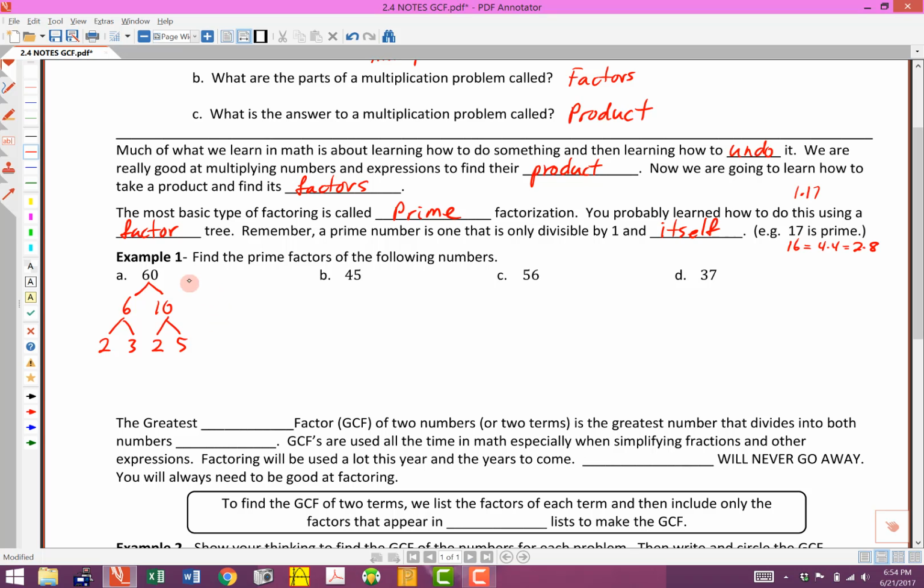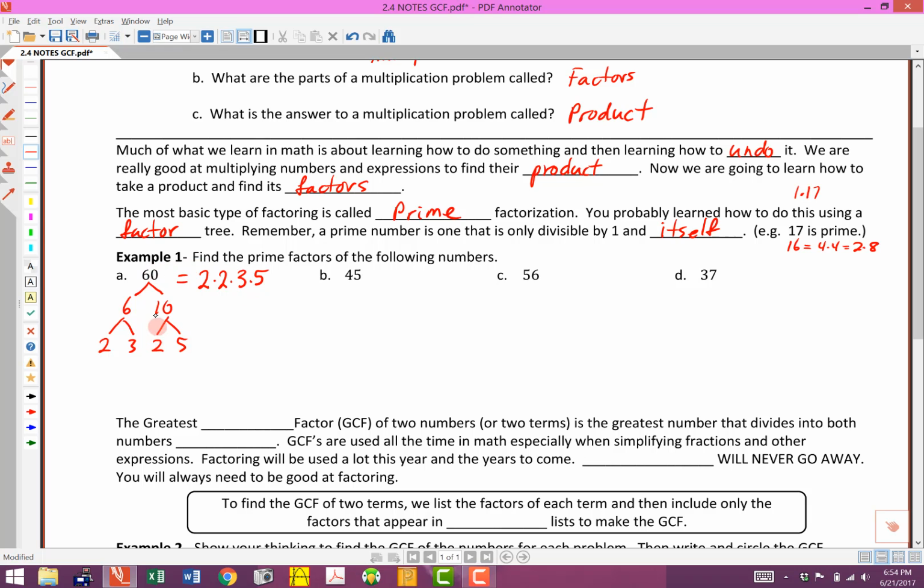And then when we write this as being prime factorized, if we want to use that phrase, it's usually best to write these in order. So I'm going to write 2 times 2 times 3 times 5. So 2 times 2 would be 4. 4 times 3 would be 12, and 12 times 5 would be 60.